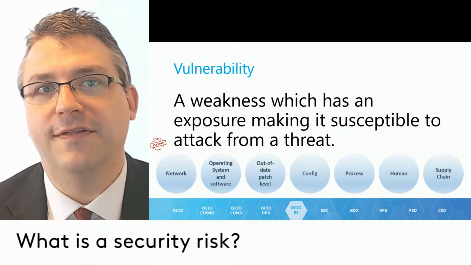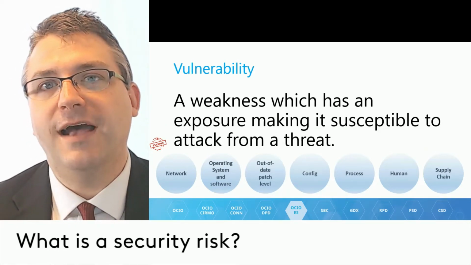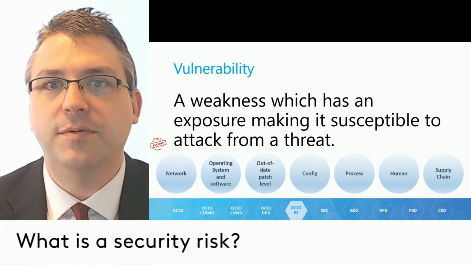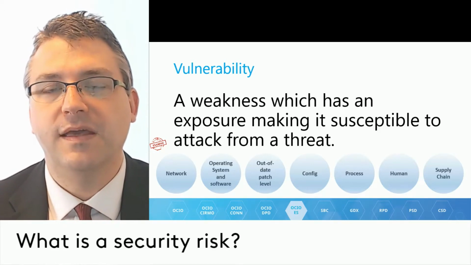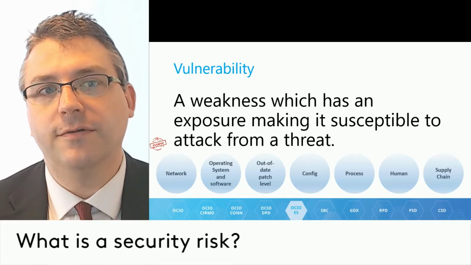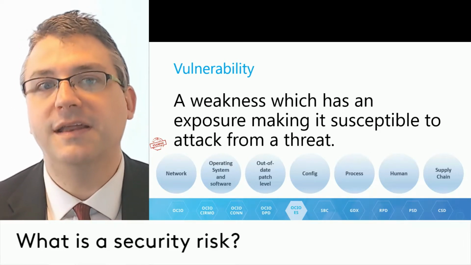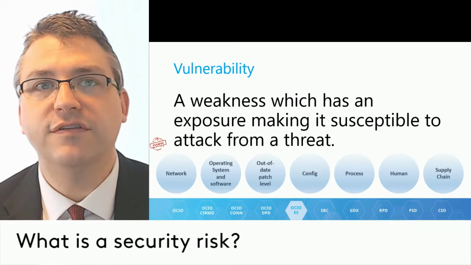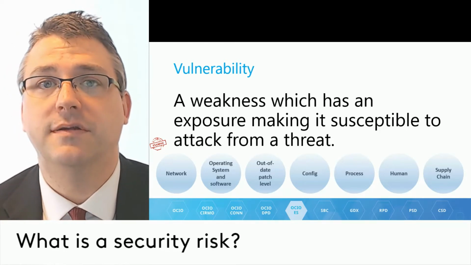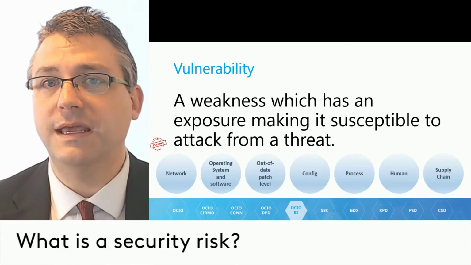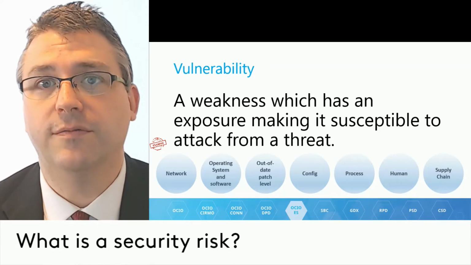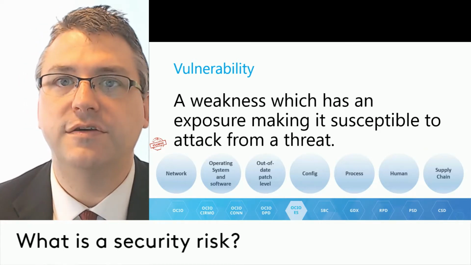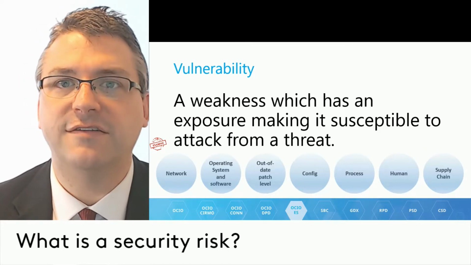Vulnerabilities are next on the list. Here we have some form of a weakness that has an exposure, making it susceptible to attack from a threat. Often we find vulnerabilities on networks and operating systems and software. Could be because of out-of-date patch levels, could be because of configuration. Possibly there's a vulnerability in a process, could be a vulnerability from a human being, or something that's embedded in your supply chain. All of these aspects need to be looked at.